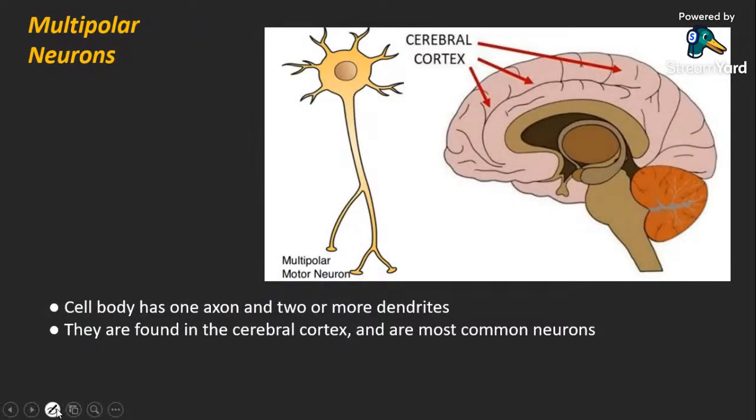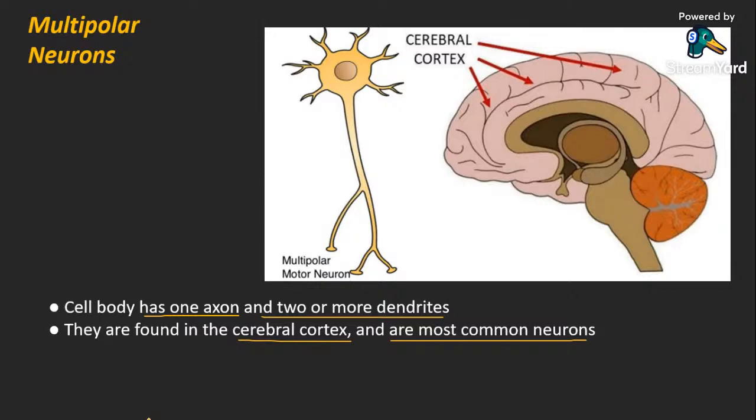This is actually multipolar neuron. Multipolar neuron has a cell body which has one axon and two or more dendrites. They are found in the cerebral cortex and are the most common neuron which is actually present inside our body. They are found mainly in the cerebral cortex.